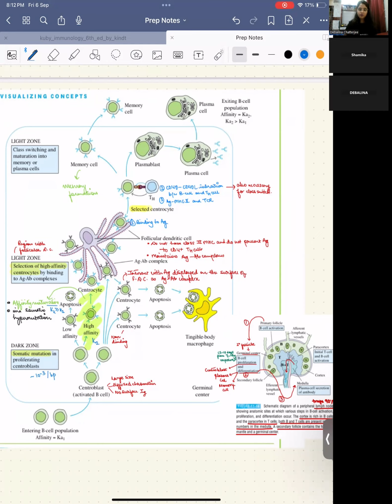Ma'am, you have told that somatic hypermutation can also happen if there is no exposure to the antigen, or I think that B cell activation has not taken place. So, can you repeat that sentence?